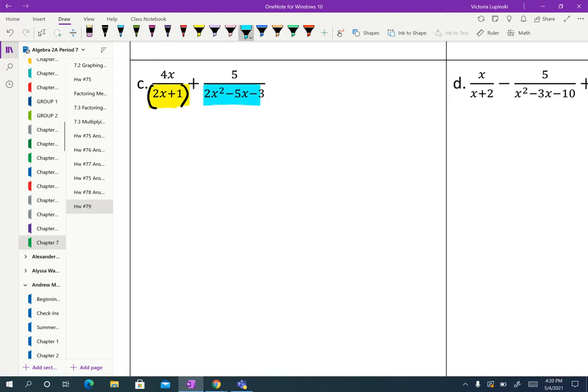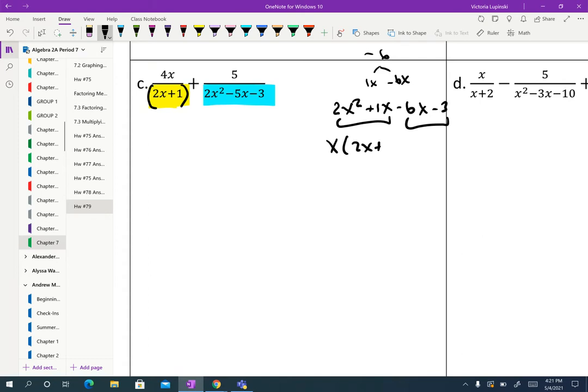If you take a look at the blue denominator, this is where you would need your AC method. So you would multiply 2 times negative 3, which is negative 6. Factors of negative 6 that add up to negative 5 would be positive 1x and a negative 6x. You could then do 2x squared plus 1x minus 6x minus 3. Group the first two, group the second two, and pull the GCF out of both, so take out an x. Then when in doubt, take the negative out. So I'm going to take out a minus 3, which leaves me with a 2x plus 1.